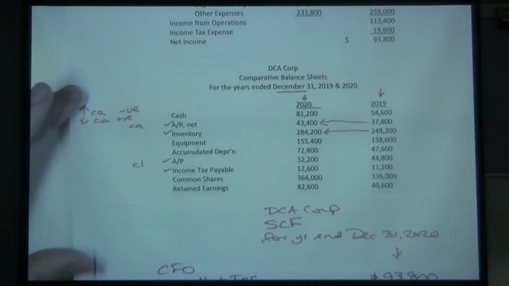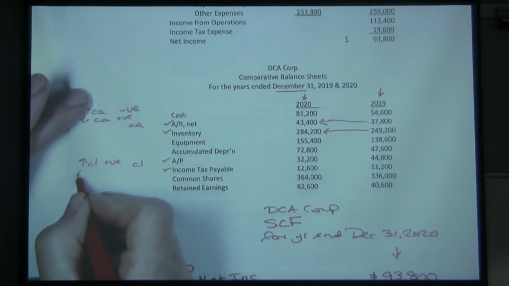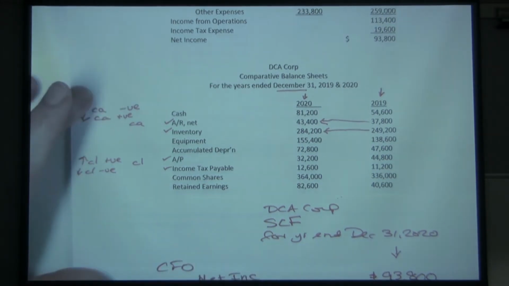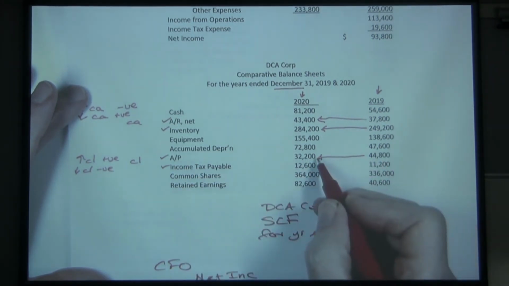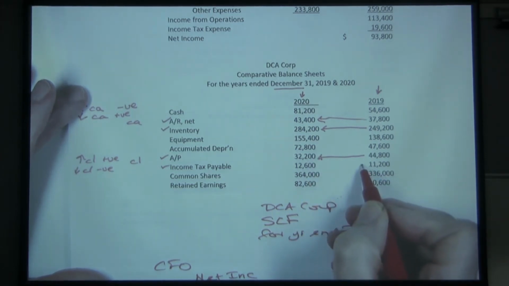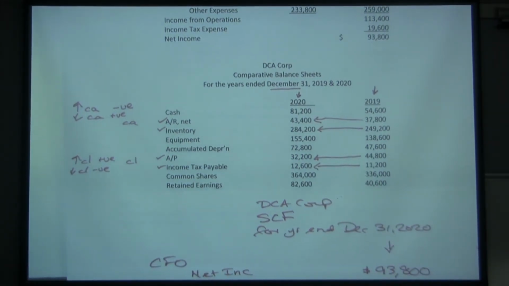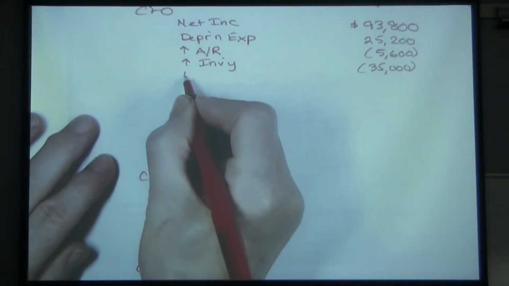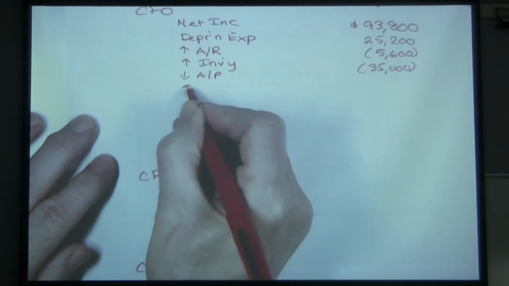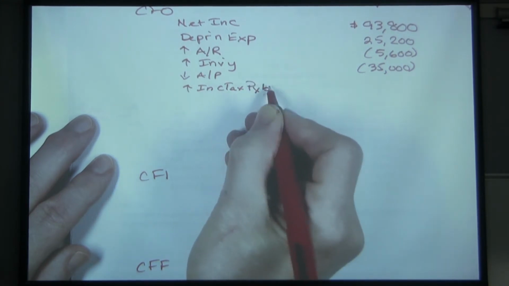For our current liabilities, any increase in current liabilities, positive cash flow, any decrease is negative. For our accounts payable, we've been paying off our accounts payable, so that is a negative cash flow. Our income tax payable has gone up a little bit, so that relates to a positive cash flow. So let's record both of those.